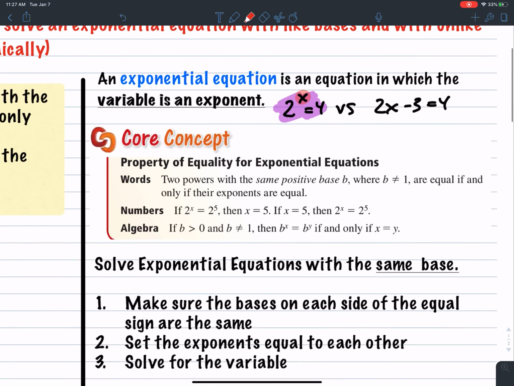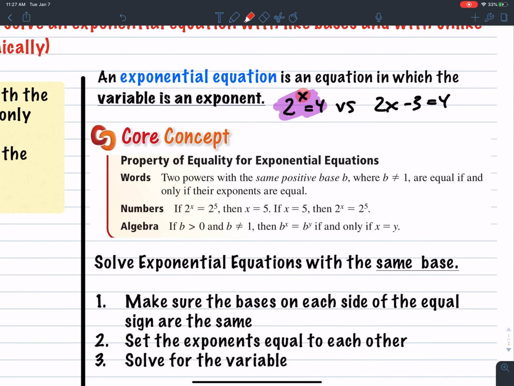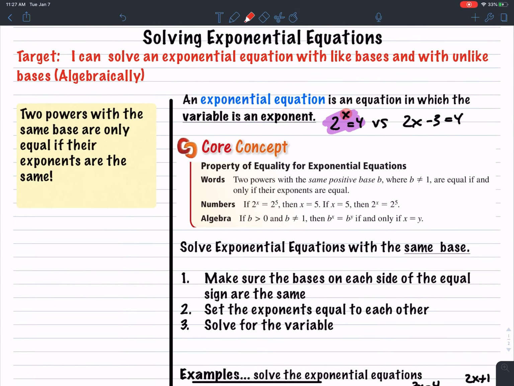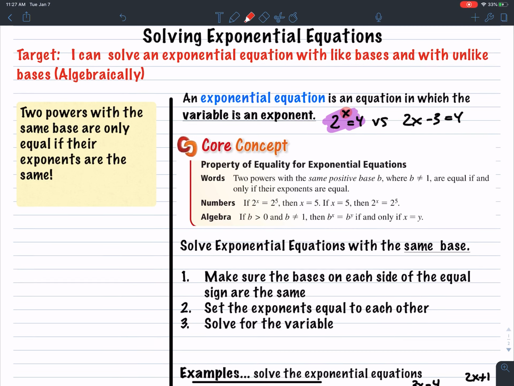So our property for today, or our major fact, is what I have written down here, is that two powers with the same base are only equal if their exponents are the same. So what I mean by that is 2 to some power x is going to be the same as 2 to the 5th only if their exponents are the same. So in other words, x must be 5 because 2 to the 5th is the same as 2 to the 5th. So again, two powers with the same bases are only equal if their exponents are the same.